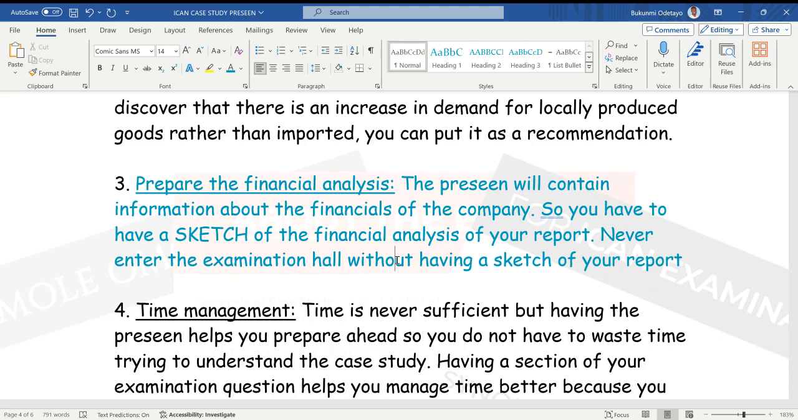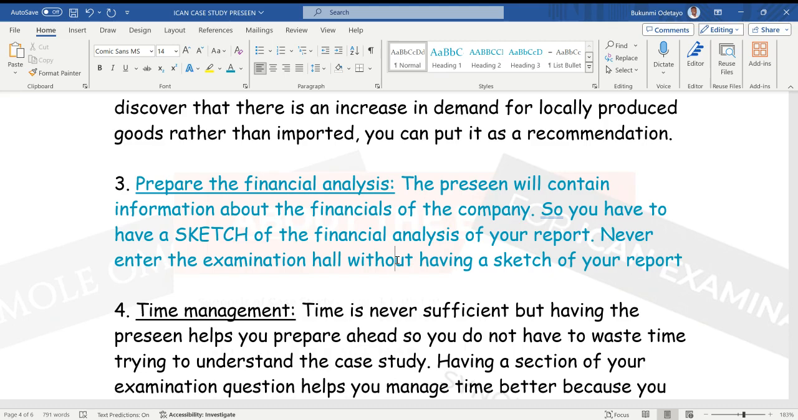What you do might not be what you see. You understand? What you prepare might not eventually be what you will need, but at least have a sketch. So you are going there with confidence. You are going there well-prepared and planned. You have a blueprint of what you want to do. Like I said in my previous video, an architectural design eventually might not follow everything word for word, but at least you have an idea of what you want to do, right? So have a sketch of the financial analysis. And like I also mentioned previously, sometimes a glimpse of the financial data analysis will be given to you.